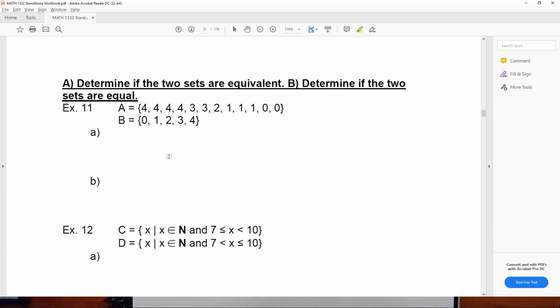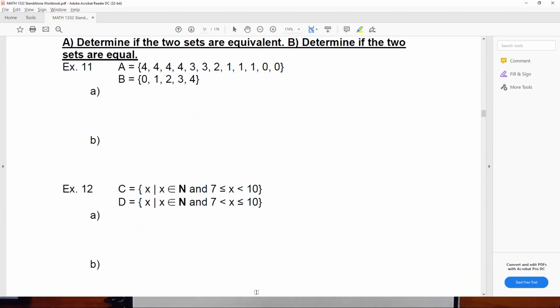So yeah, these are both all the numbers between 7 and 10. But this one includes 7, this one does not. This one includes 10, and this one does not. So they will have the same number, but they won't be exactly the same. So let's write this one down.